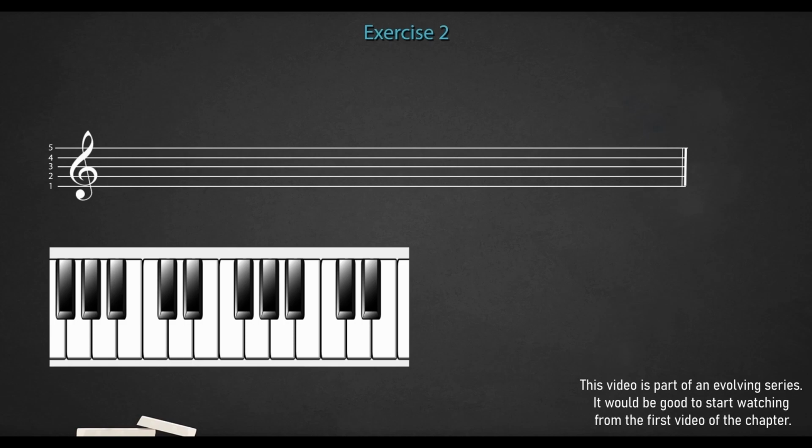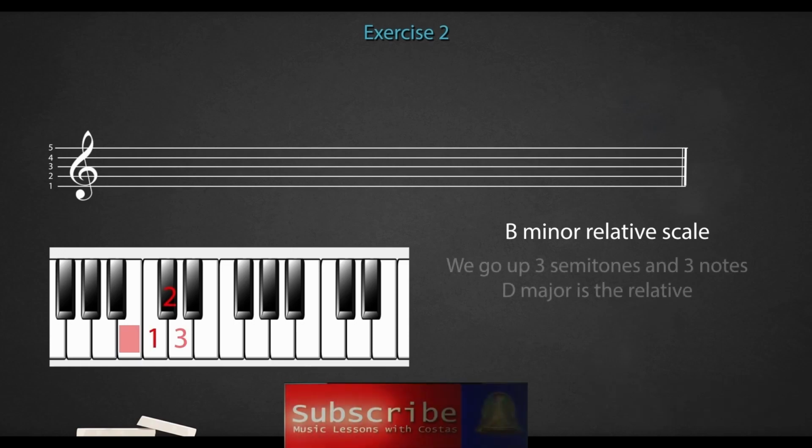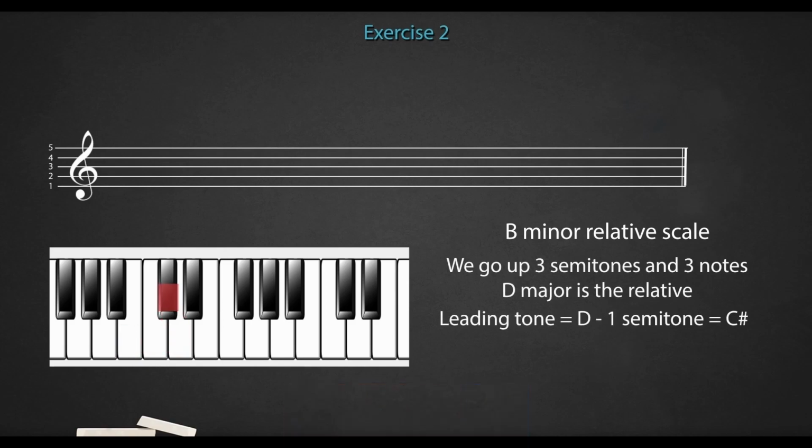We know that we always find a key signature for a major scale, so we must find B minor's relative scale. We go up 3 semitones and 3 notes. B, C, D major is our relative major scale. Which is the leading tone? We go down a semitone. D, C sharp is the leading tone, and the key signature is F, C sharps.